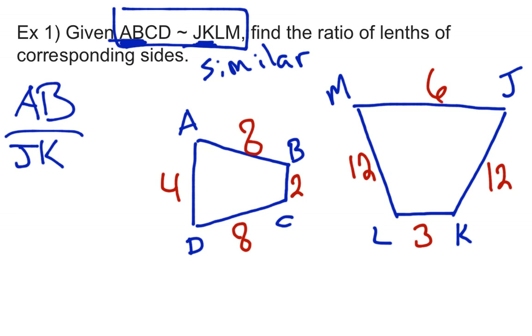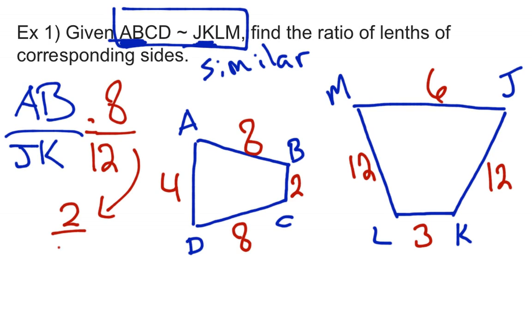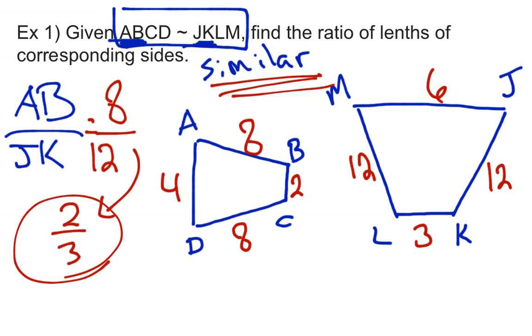Now let's plug in our numbers. I know that AB is 8 units long, and JK is 12 units long, and then all we need to do is reduce that. Let's divide these both by 4, then we're going to get 2/3, and that is the ratio of corresponding sides. I don't need to find all the other 3 side ratios. I know that they're going to be exactly the same thing. They're going to be 2/3 because I was already told that they were similar. They're already telling me that those rules are going to be true.